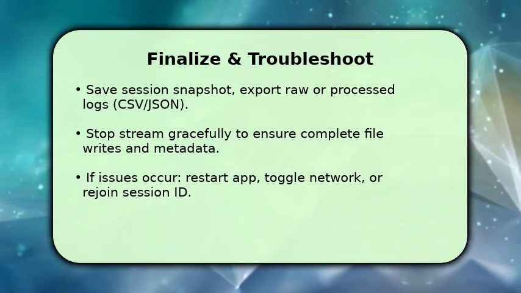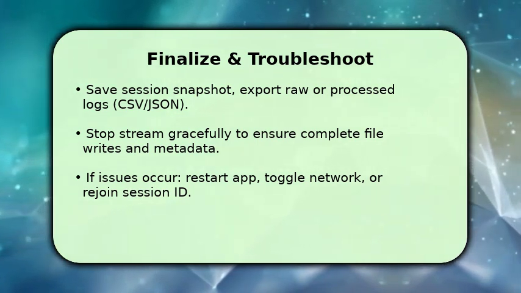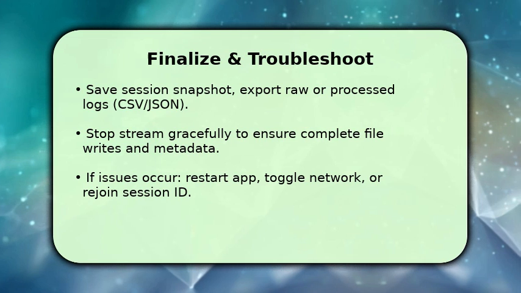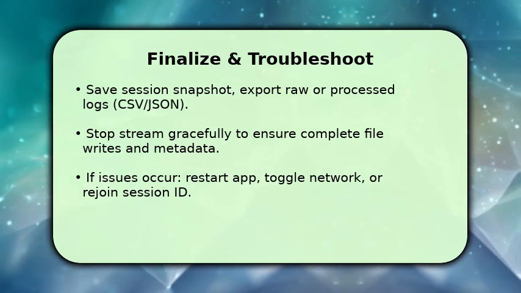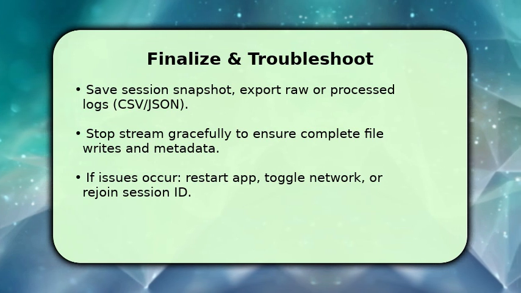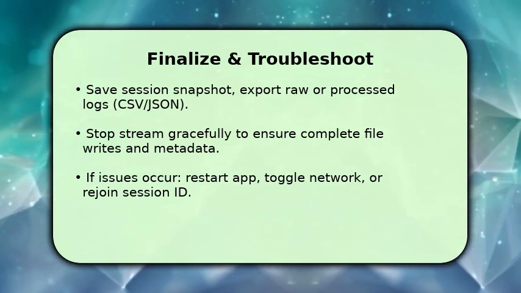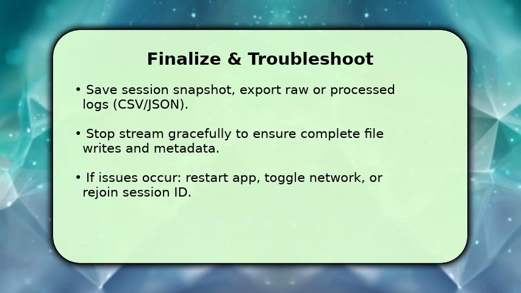If something goes wrong, such as no updates or high packet loss, restart the app first, toggle the network connection, then rejoin the session ID. If persistent, reduce sampling rate and use a wired or stronger Wi-Fi source to stabilize the stream.